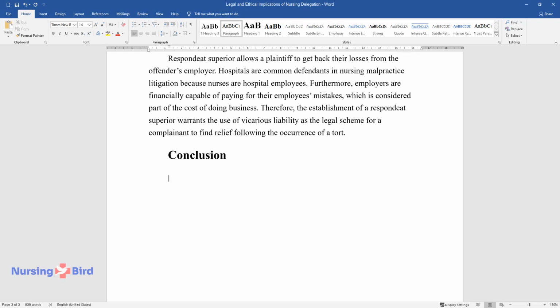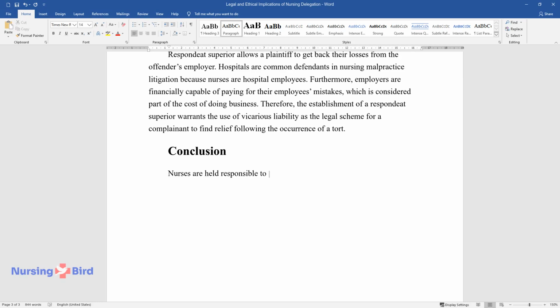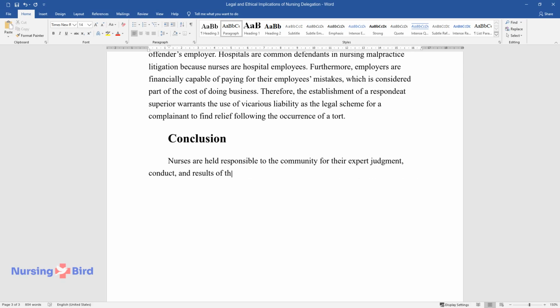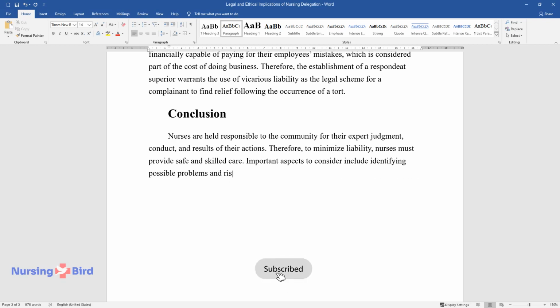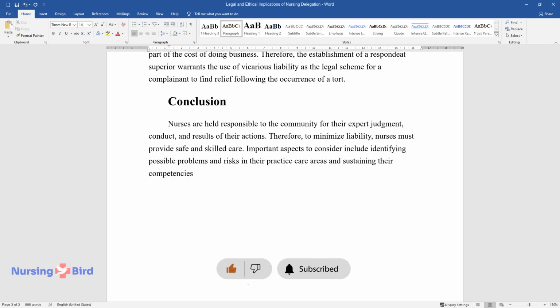Conclusion. Nurses are held responsible to the community for their expert judgment, conduct, and results of their actions. Therefore, to minimize liability, nurses must provide safe and skilled care. Important aspects to consider include identifying possible problems and risks in their practice care areas and sustaining their competencies in technology and evidence-based practices.